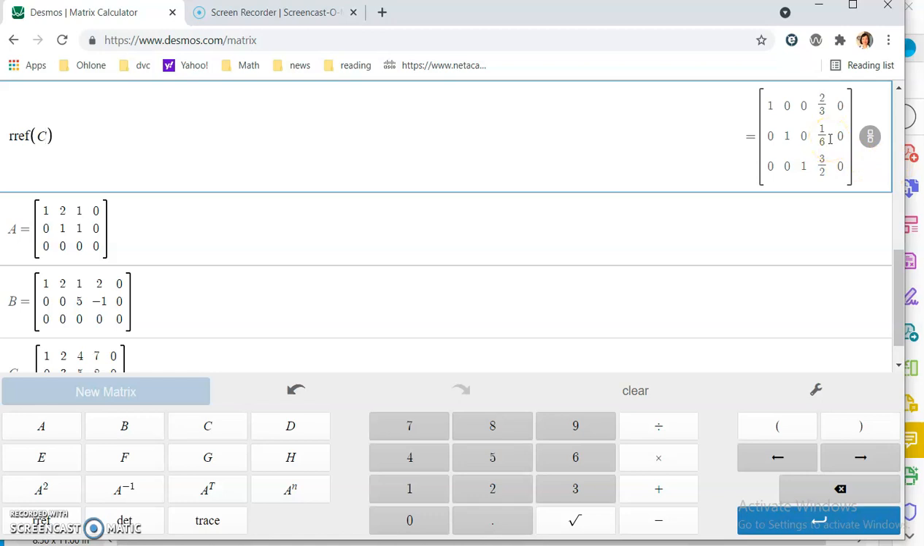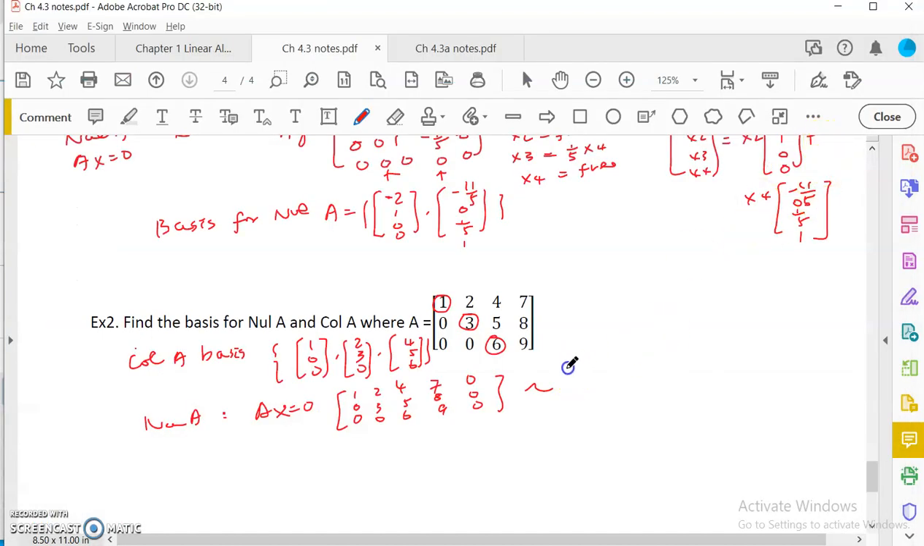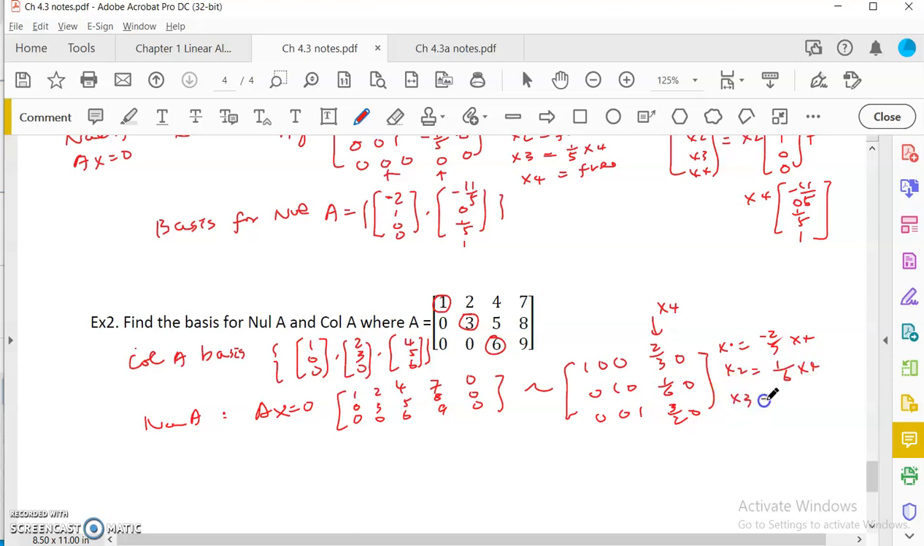It would be 1, 0, 0, 2 thirds, 0. And then 0, 1, 0, 1/6, 0. Also 0, 0, 1, 3 over 2, 0. Obviously, the three pivot columns are the same as here, so x4 is free, right? Let's write it out. x1 equal to negative 2 thirds of x4. x2 equal to what? 1/6 of x4. x3 equal to 3 over 2 of x4. And you can say x4 is x4.